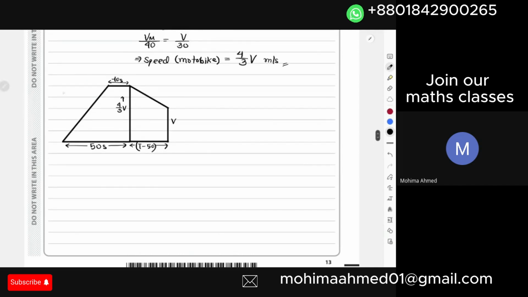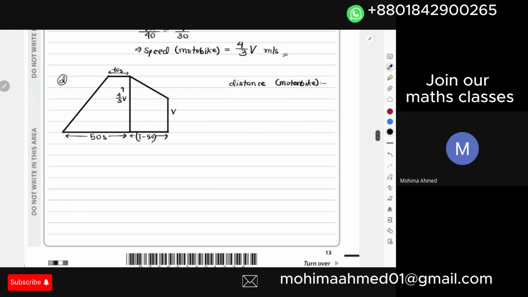So for the motorcyclist, if I want to find an expression for the distance of the motorbike, then it will be what? I mean, find this area, which is half, height is 4 by 3 V, and then parallel sides 50 plus 10, which is just going to be 60 here, right? And then adding this with half times V plus 4 by 3 V, and then again adding this further with t minus 50.